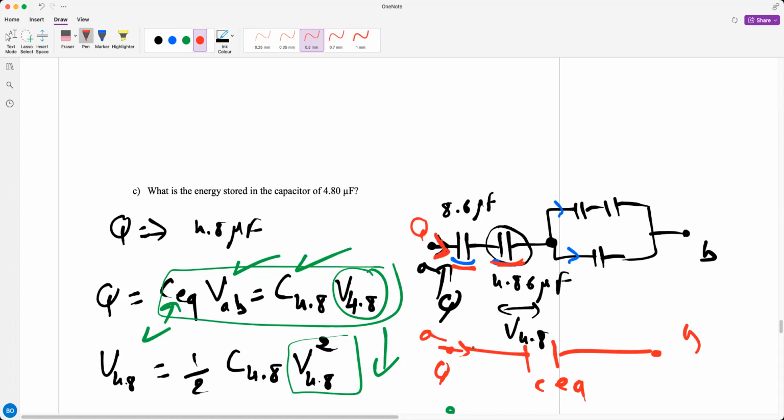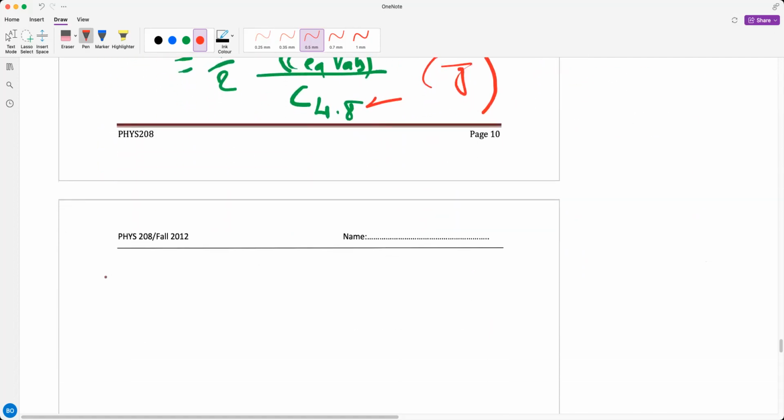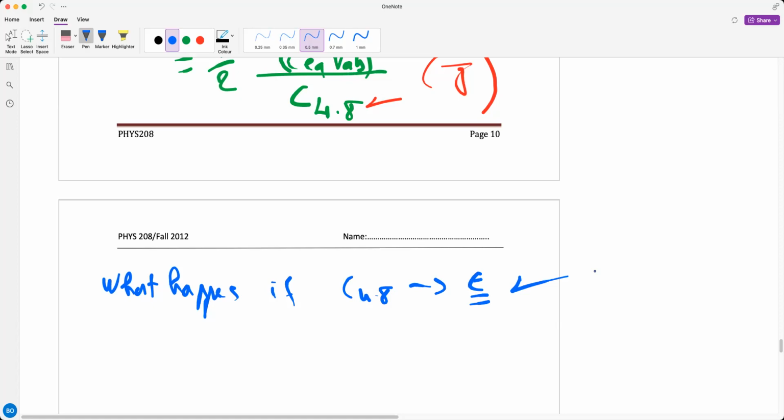Those are the types of questions. Now, I might also ask understanding questions. What happens if in C4.8 I include a dielectric inside? Do we have a capacitance that increased? Do we have more energy, less energy? And you have to explain. By the way, I will give you the formulas for the capacitors. Any question?